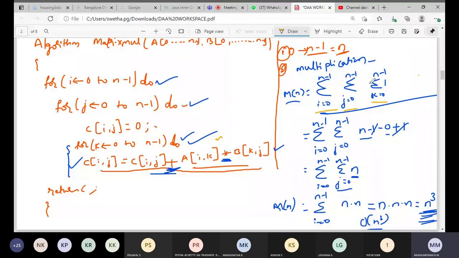When we simplify this, upper limit minus lower limit plus 1, we get n. Similarly for the j loop we get n. Upper limit n minus 1 minus 0 plus 1, minus 1 plus 1 cancel, we are left with only n, and again n. So it is totally n cube, so the order of growth is cube. So it is big O of n cube. While calculating the time complexity, we will just ignore the constant times.